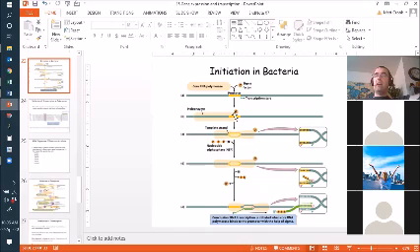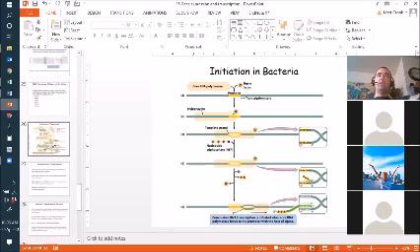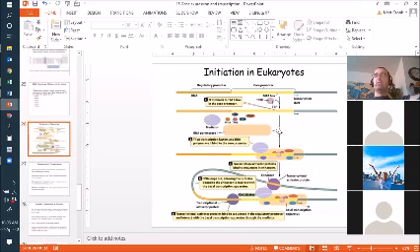Yeah, you basically have just a limited number of what are called sigma factors coming in, whereas in eukaryotes you have a huge number of transcription factors and activators, enhancers, inhibitors, and so on and so forth, right?